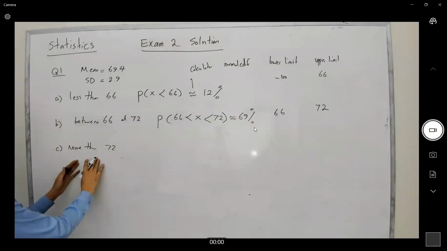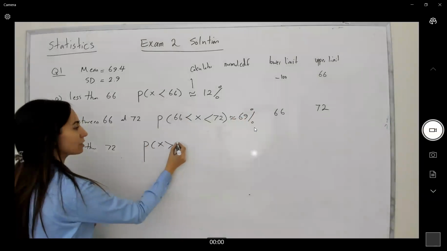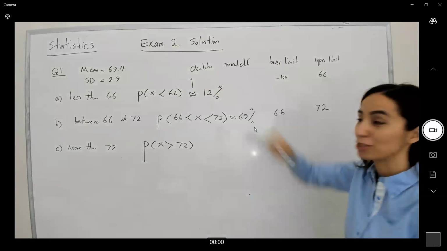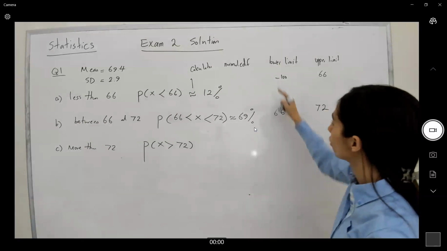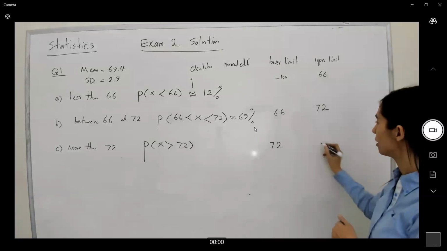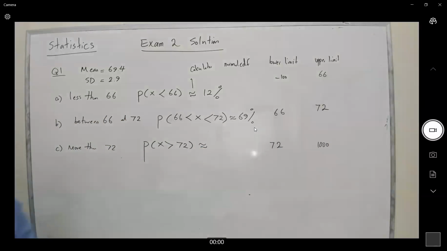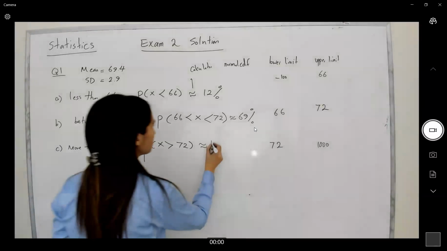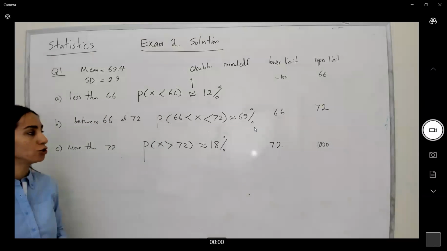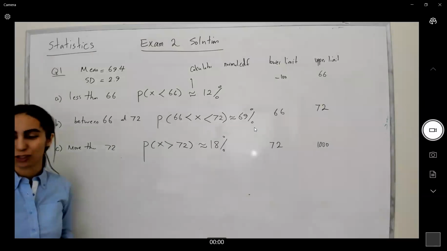Very well. And here you have more than 72. We're finding the probability that X is greater than 72. Again, we're using the calculator, normal CDF. Our lower limit is 72, and our upper limit is a big number, like 100 or 1,000. Then we calculate this probability, which is approximately 18%. None of them are unusual because none of the probabilities or areas are less than 5%. We're good with all of them.